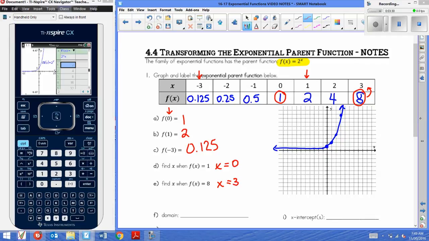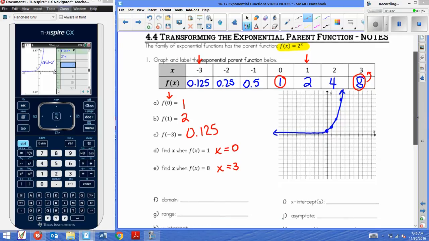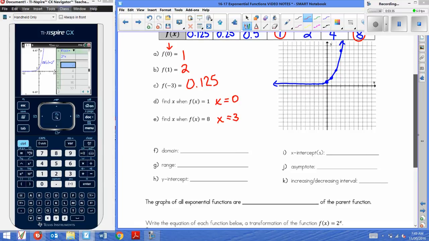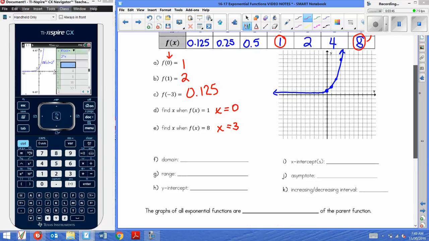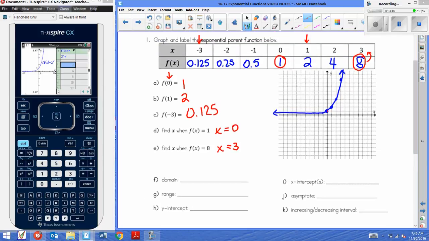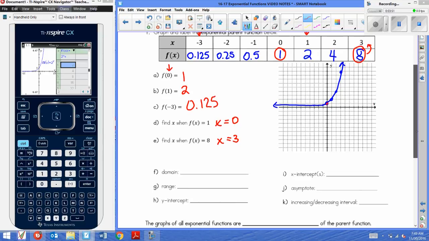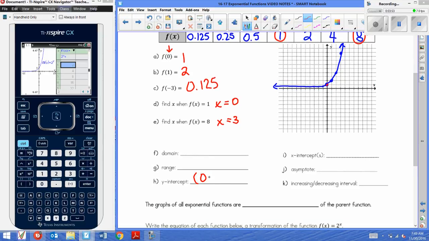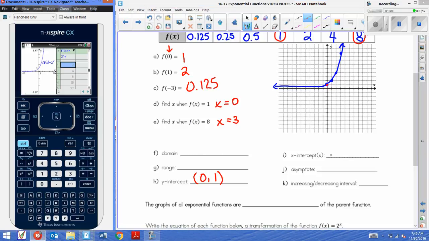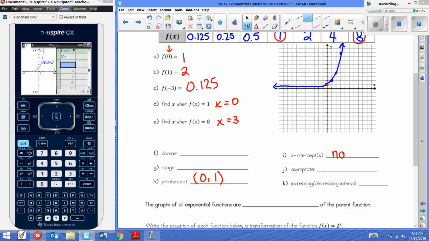All right, now we need to discuss the key characteristics of this graph, the domain and range and so on and so forth. Let's take care of the intercepts first. So I'm going to skip down to H. We can see from our table up above and from our graph that our y-intercept is happening right here. And I'm going to write this as a coordinate, so 0, 1. How about x-intercepts? Is there an x-intercept? None. It will never, ever touch. So there is no x-intercepts.